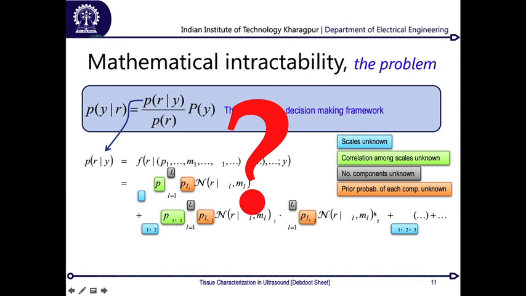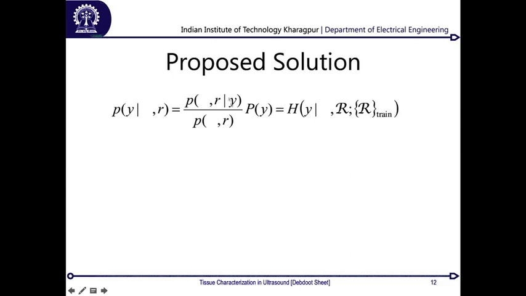In order to solve this, we have a proposed solution in which, say, this posterior probability of belonging to a tissue type Y, given a particular signal value R and some unknown factor. So we need to figure out what this factor is.